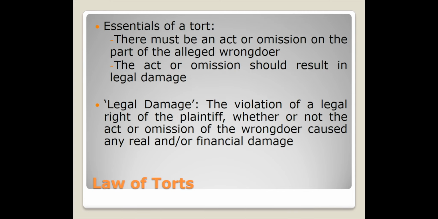Now, for an action to constitute a tort, there are two main requirements. One is that there must be an act or omission on the part of the alleged wrongdoer. That is, there has to be something that they have done or something they were required to do that they have not done for it to constitute a tort. Secondly, the act or omission should result in what is called legal damage.